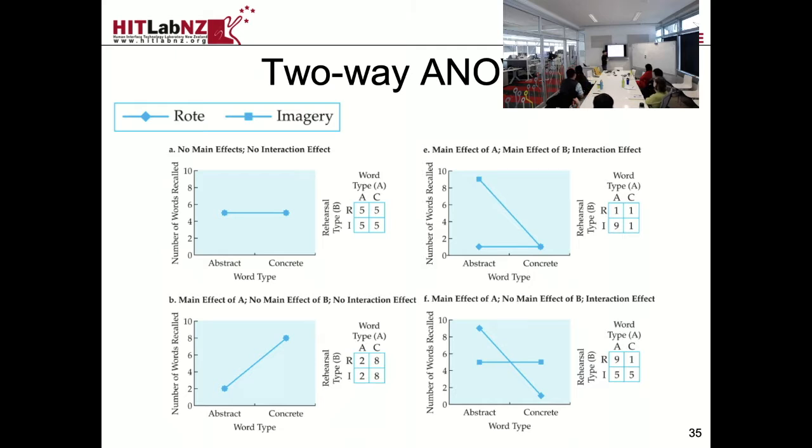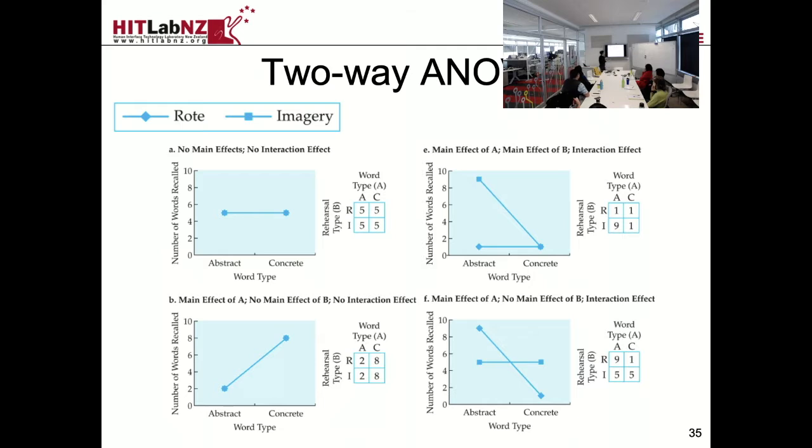And is there any interaction effect? The key to check the interaction effect is when the lines intersect each other, then we can say there is an interaction effect. But there is no intersection, right? They just run parallel. So no interaction and no main effect. What about this one? Does this have an interaction effect? Yes, because there is one intersection here, so we can say there is an interaction effect.